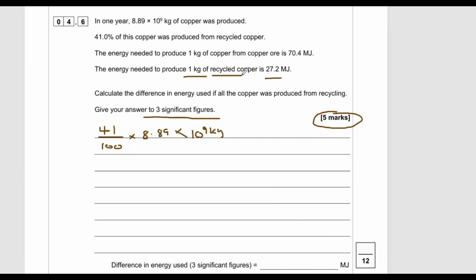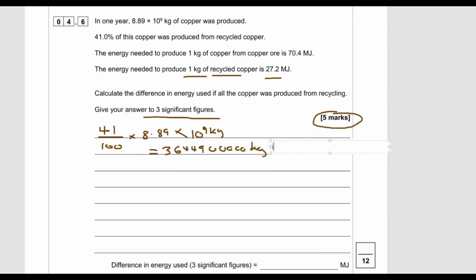And then from the number of kilograms of copper that are made, we can times it by the energy per kilogram and work out the total energy that was used to produce copper from recycling. So we're going to find that if we do 8.89 times 10 to the 9 in the calculator, we're going to get 3,644,900,000 kilograms, some big fat number.